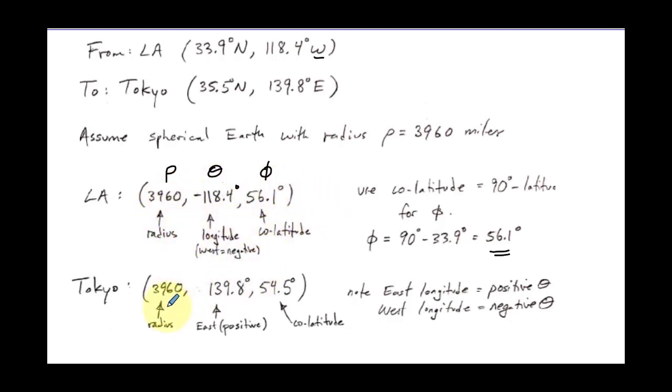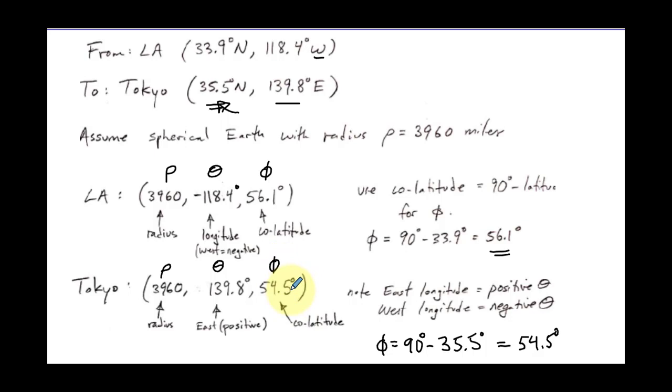Now if I want to get the spherical coordinates for Tokyo, I'm going to use the same radius of the Earth, that's rho. I'm going to just use exactly 139.8 degrees for theta, because it was east, and so it's positive. But then for the angle phi, I need to get the co-latitude, and so I'll read off the latitude for Tokyo at 35.5 and subtract it from 90. Yep, and that's the 54.5 degrees that I'm using in spherical coordinates for the angle phi.